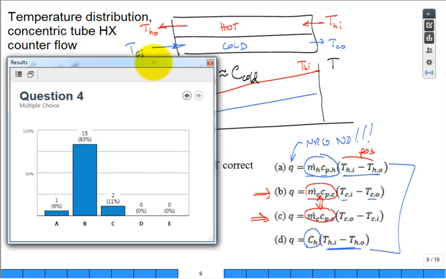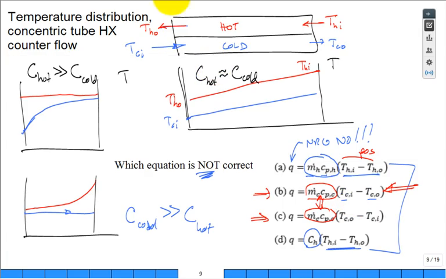Which one is incorrect? Why is B incorrect? Why is B wrong? Because the temperature difference, we're always talking about a positive temperature difference. And what does the cold do? It gets warmer. The cold gets warmer. I know you have to work through it in your mind. It'll take a while. But the temperature of the cold out is greater than the temperature of the cold in. So we want to talk about this temperature difference. This is good. That one's incorrect.